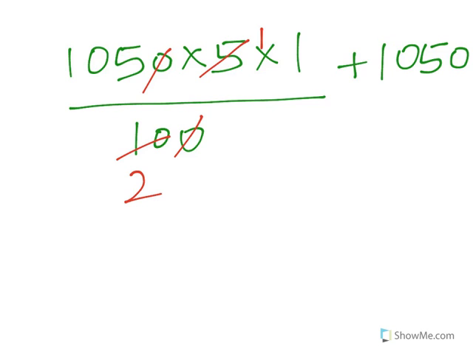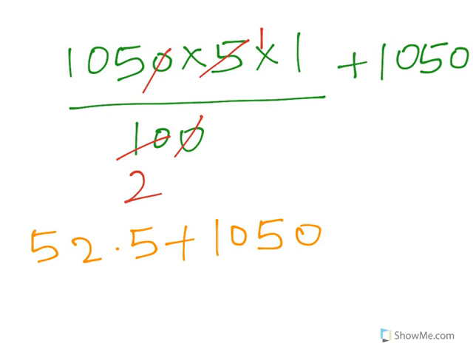105 by 2 is 52.5 plus 1050. Okay, so the final answer is going to be, there's going to be a 0.5 at the end. 2 plus 0 is 2, 5 plus 5 is 10.